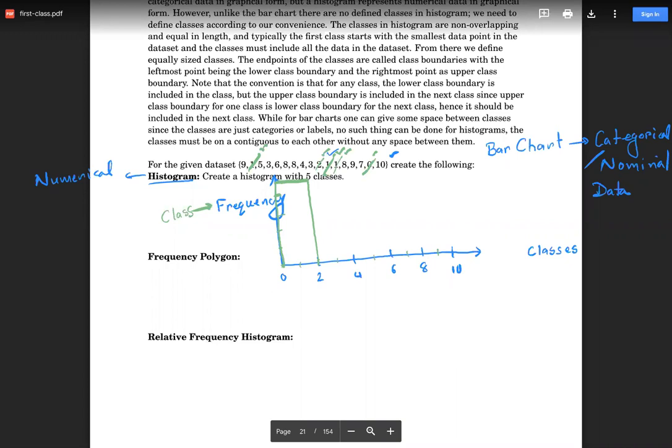Now from 2 to 4, remember 2 was already included here. So we are looking for actually just 3 and 4, right? So how many 3s and 4s are here? 1, 2, 3. That's it. So we are going to go up to 3 right here.